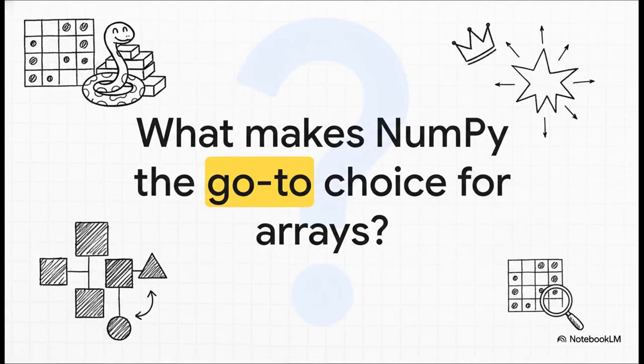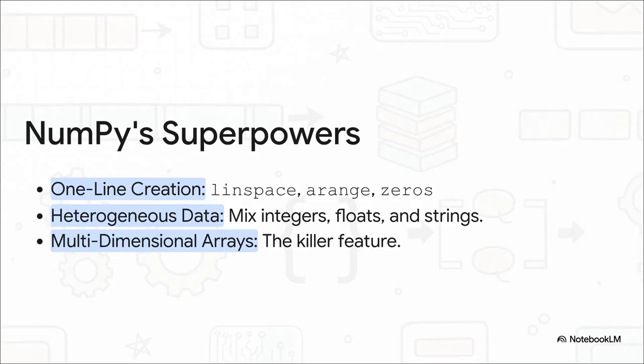So what is it? What makes NumPy the absolute go-to choice for pretty much everyone? Well, it really boils down to a few superpowers. First, creating complex arrays is a breeze, often just a single line of code. Second, like we just saw, it handles different data types like a champ. And third, the real game changer, multidimensional arrays. These are absolutely essential for things like machine learning or image processing. But the secret weapon under the hood? Raw speed. NumPy is written mostly in C, so its operations can absolutely run circles around plain old Python code.